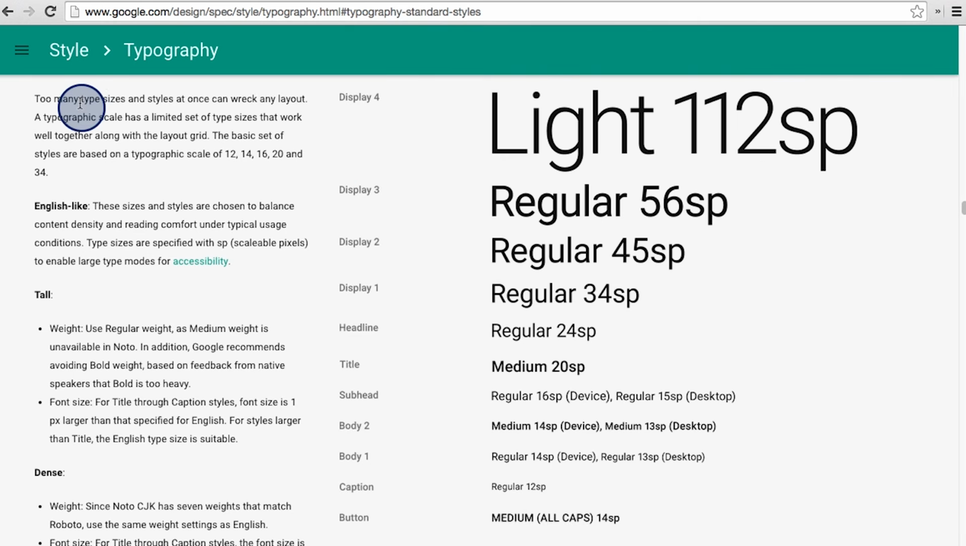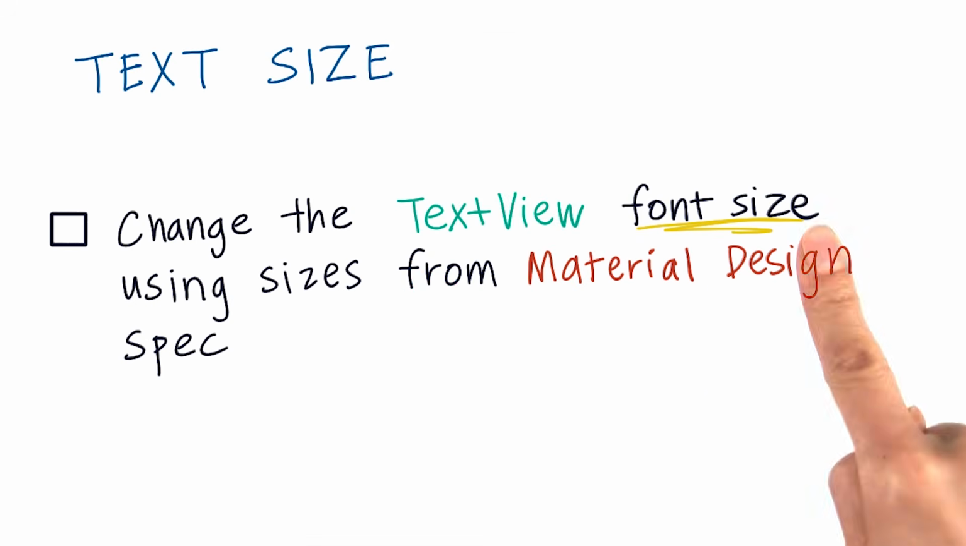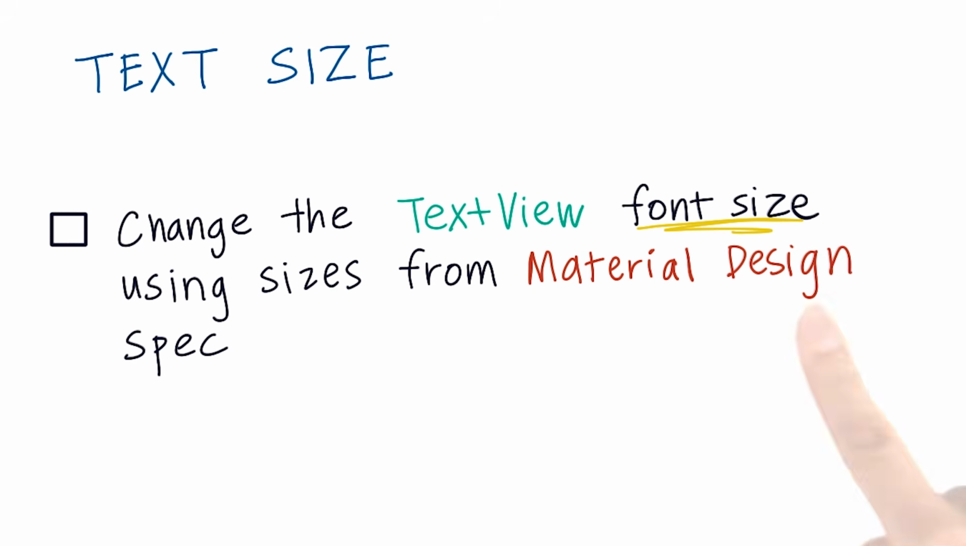But be careful because if you pick too many type sizes or styles in your app, it can be really overwhelming for the user. So just pick a couple of styles to display the information that you want. When you change the text size for the text view, try a couple of these values here. Go ahead and change the text view font size using the Material Design spec.